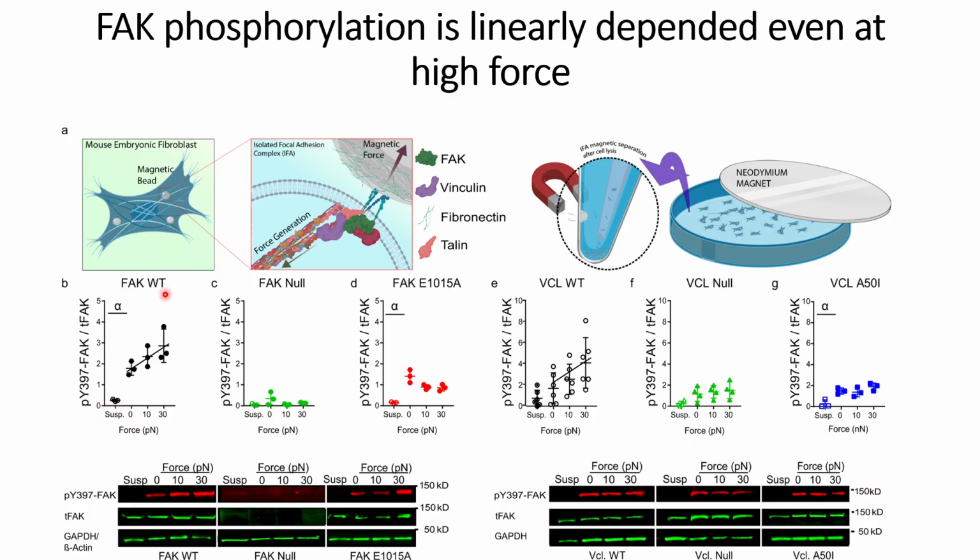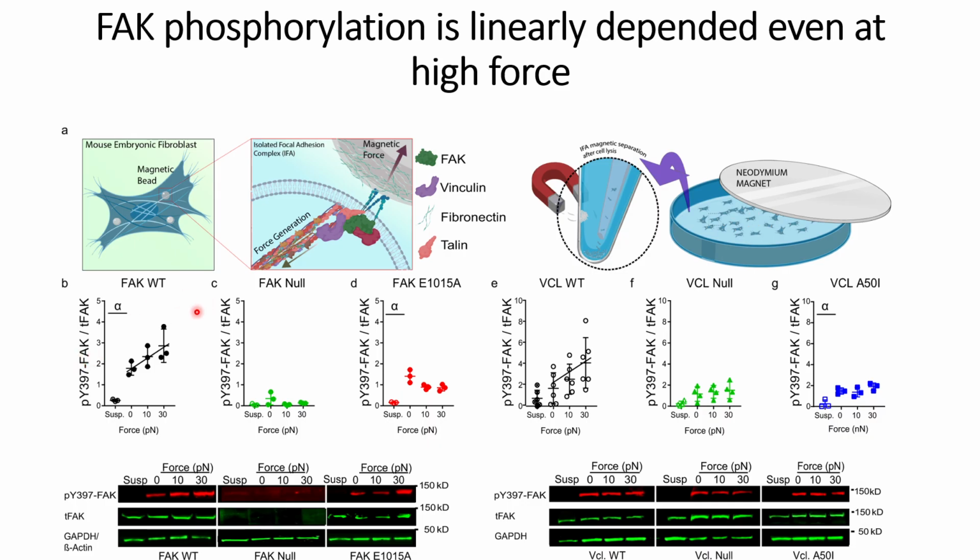So first they check for the wild type FAK. When the wild type FAK is present within the cells, they see an increase in the activation of the FAK, that is, phosphorylated FAK to total FAK levels increased with increase in the force. And from this it seems like the FAK phosphorylation is linearly dependent even at higher forces.